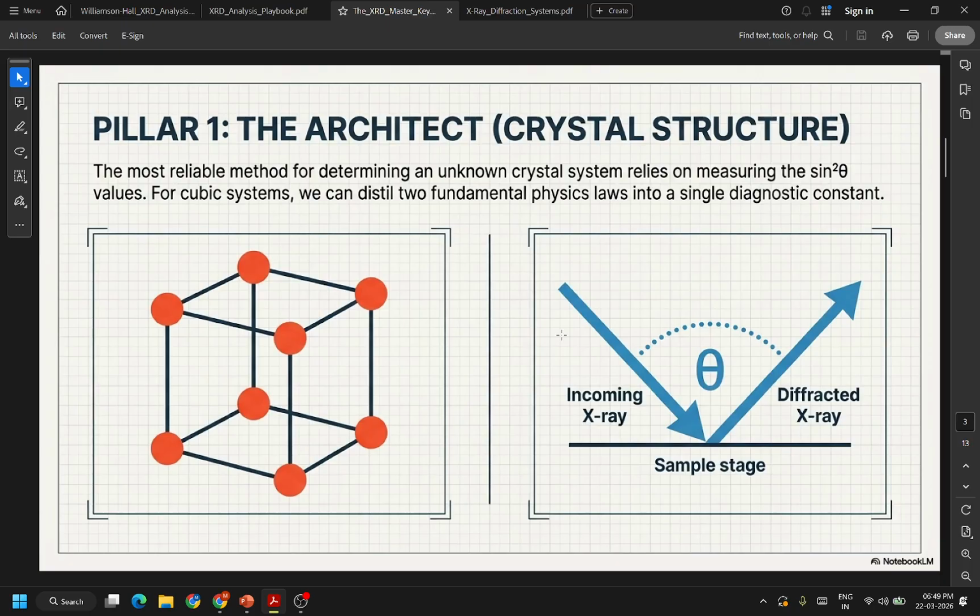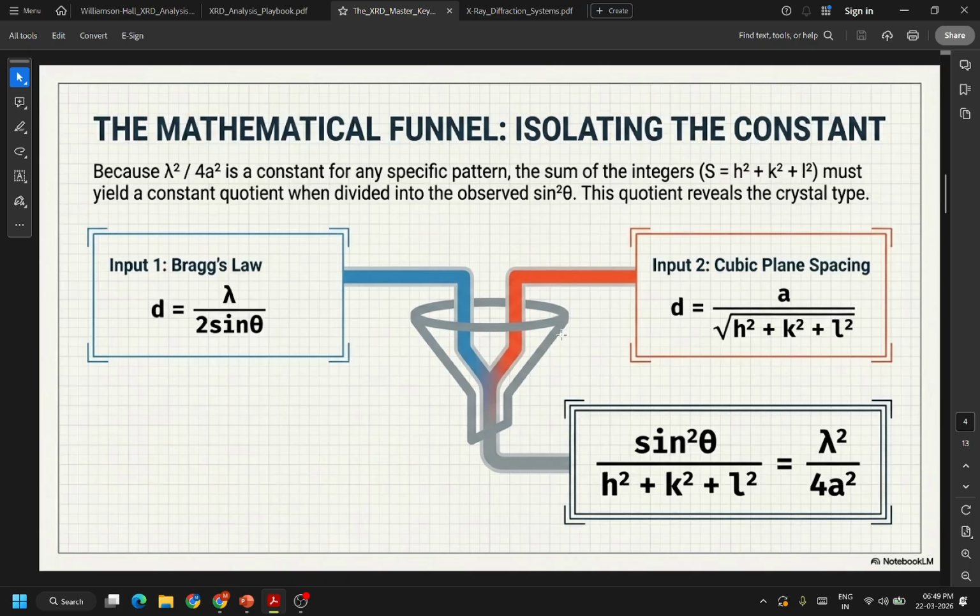So first is your crystal structure. The most reliable method for determining an unknown crystal structure relies on measuring the sine squared theta values. For cubic systems, we can distill the two fundamental physical laws into a single diagnostic constant. Because lambda squared by 4a squared is constant for any pattern, the sum of integers must yield a constant quotient when divided into the observed sine squared theta. So this will reveal the crystal size.